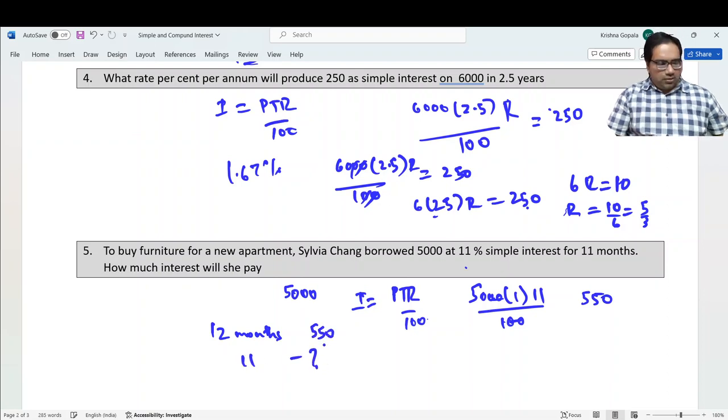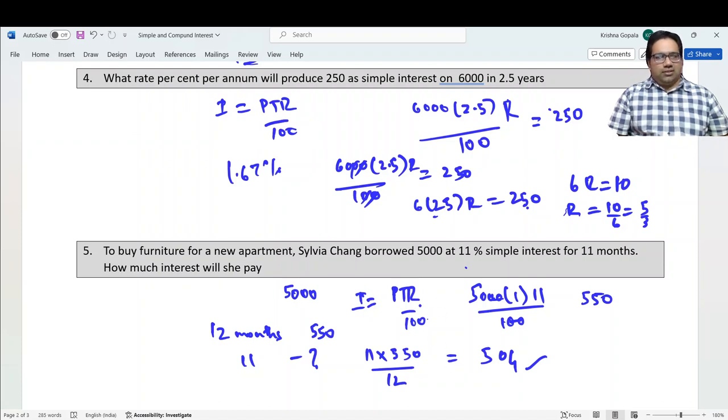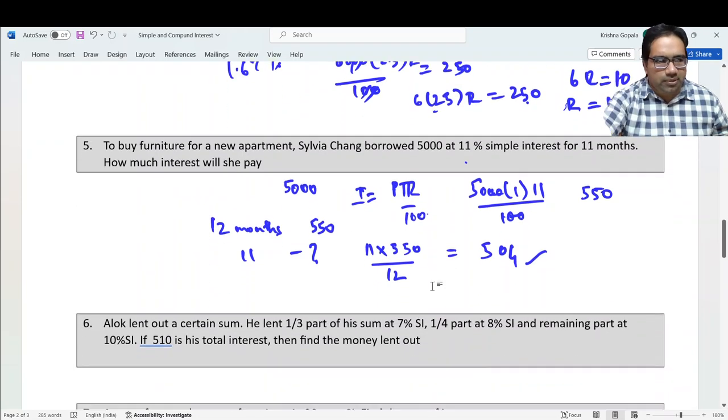For 11 months, how much does she have to pay? 11 into $550 by 12. She has to pay $550 in 12 months, but she took the interest rate of 11% for 11 months only. So 11 into 550 by 12 is equal to 504. So she has to pay 504 as interest. Amount will be 5000 plus 504, 5504. That is the total amount that she has to repay. This is also an easy problem.